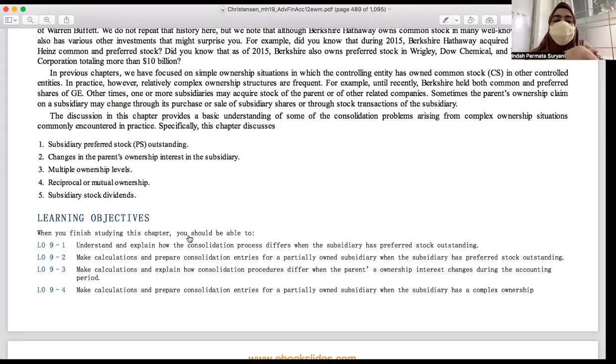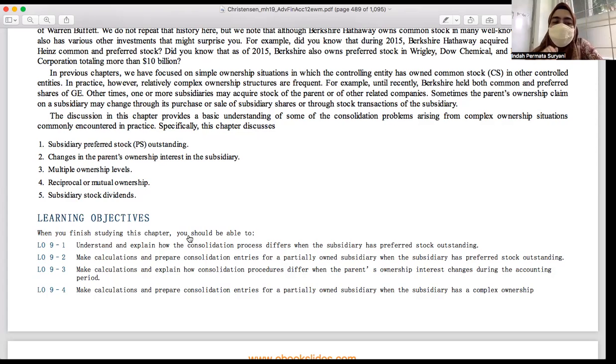And second, we want you to know and understand how to make the calculation and prepare consolidation entries for the partially owned subsidiary. If the subsidiary is partially owned and has preferred stock outstanding, what would be the way and solution for this part, and how is the calculation done?